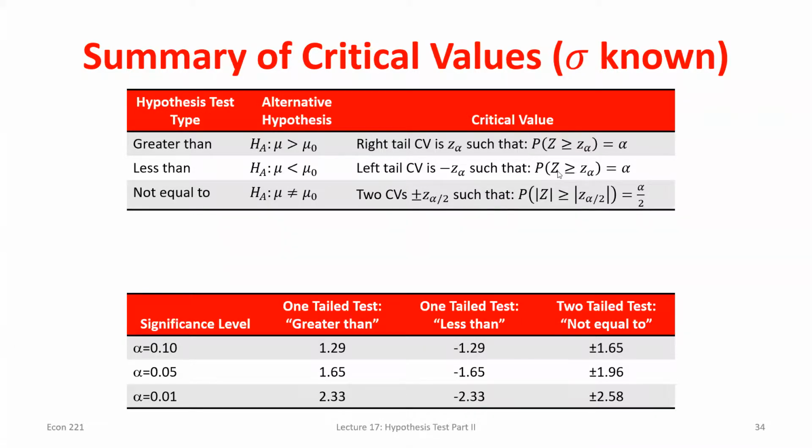This is just a summary of what we talked about as well. We're always going to end up with positive z-scores for the right-tailed test, negative z-scores for the left-tailed test. And then we have to divide alpha by 2 when we're looking up the critical value for a two-tailed test, which would give us a pair of critical values. Remember, these critical values are z-values.